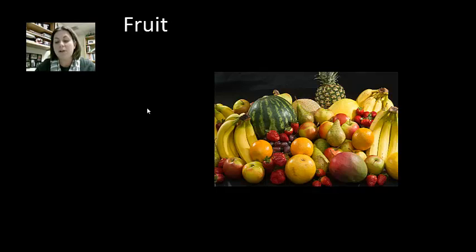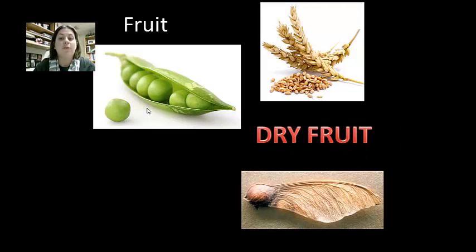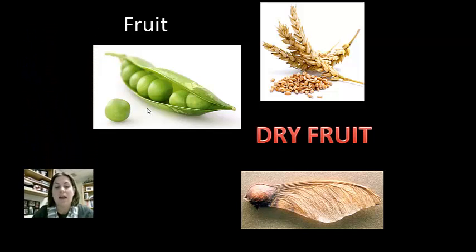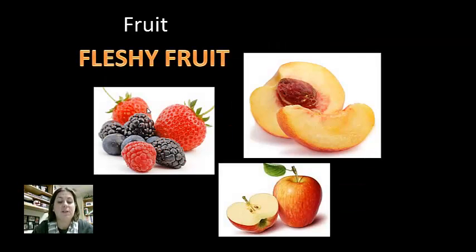Now there are two main groups of fruits we're going to discuss. First, we have the dry fruits. Pea pods, maple tree fruit, and grains such as wheat, corn, and rice are all examples of dry fruit. Okay, they're dry in their structure. The second group are the fleshy fruits. Fleshy fruits are like berries, apples, and peaches. And this means that they have a flesh that surrounds the seeds. Okay, so this is what we're talking about here, dry versus fleshy.